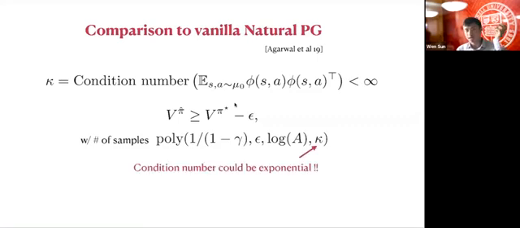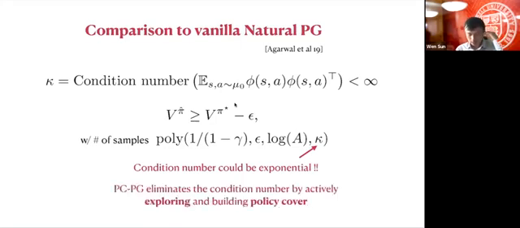But as we mentioned in this toy problem, for a randomly initialized policy, this condition number could be exponential with respect to the horizon. This means that if we apply vanilla natural policy gradient to the toy chain problem we were looking into at the very beginning of the talk, this condition number will be almost infinite, or 2 to the H. In order to make vanilla natural policy gradient succeed in that long chain problem, we really have to pay exponentially many samples. So PCPG basically eliminates the condition number by actively exploring and building this policy cover. This is the huge difference between this new approach and the vanilla natural policy gradient approach.